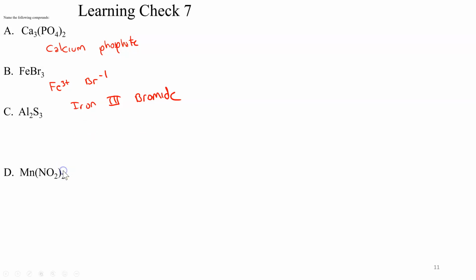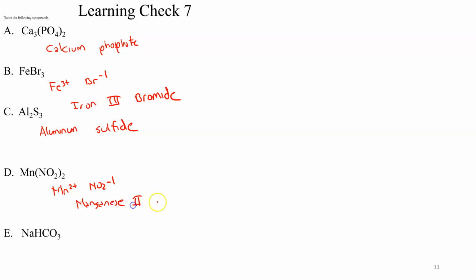Let's try a couple more. All right, aluminum sulfide, group 3A, so I don't need to worry about crisscrossing. I just write what I see. Makes it a lot easier. Manganese is not group 1A, 2A, 3A, or Zn, Ag, Cd, so I do crisscross. Mn is a +2, NO2 -1, checks out. So manganese 2 nitrite would be your answer.